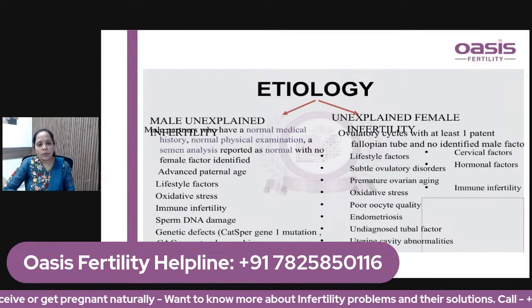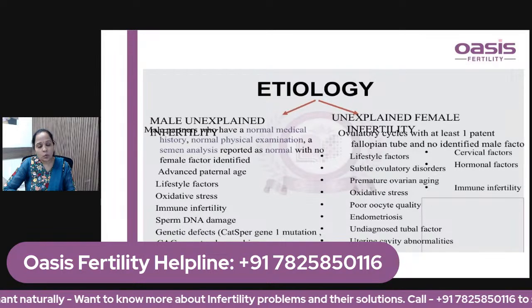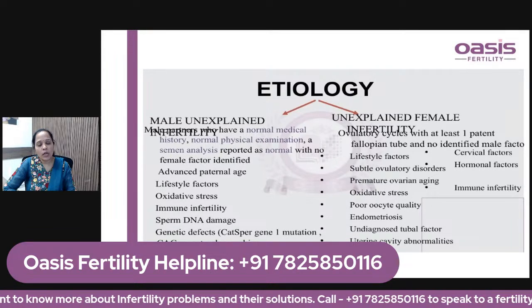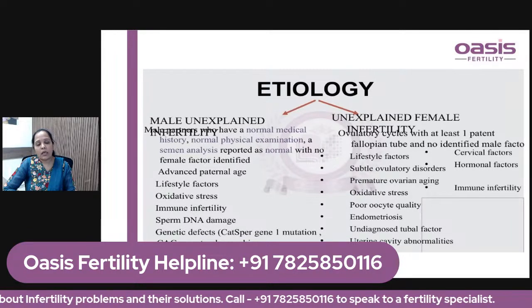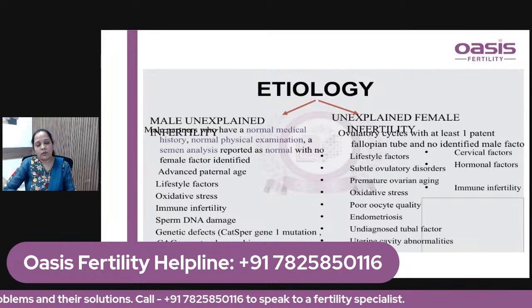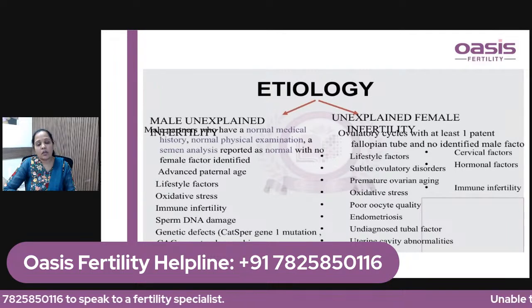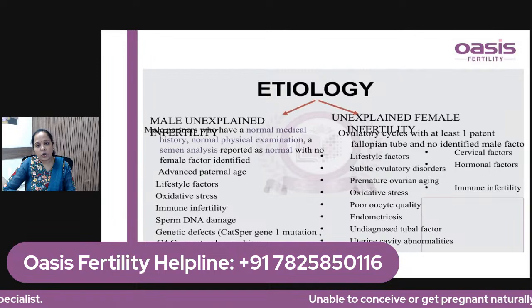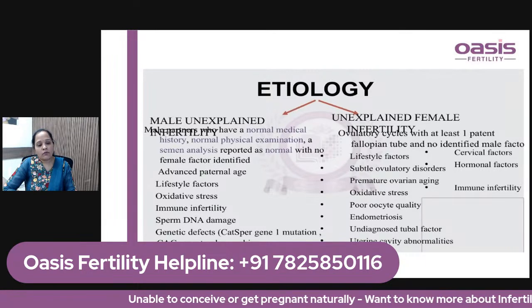And tests to measure the oocyte quality or the oocyte number include the age of the female, the measurement of follicular stimulating hormone, the measurement of anti-Mullerian hormone, and the demonstration of the antral follicle count during the ultrasound.